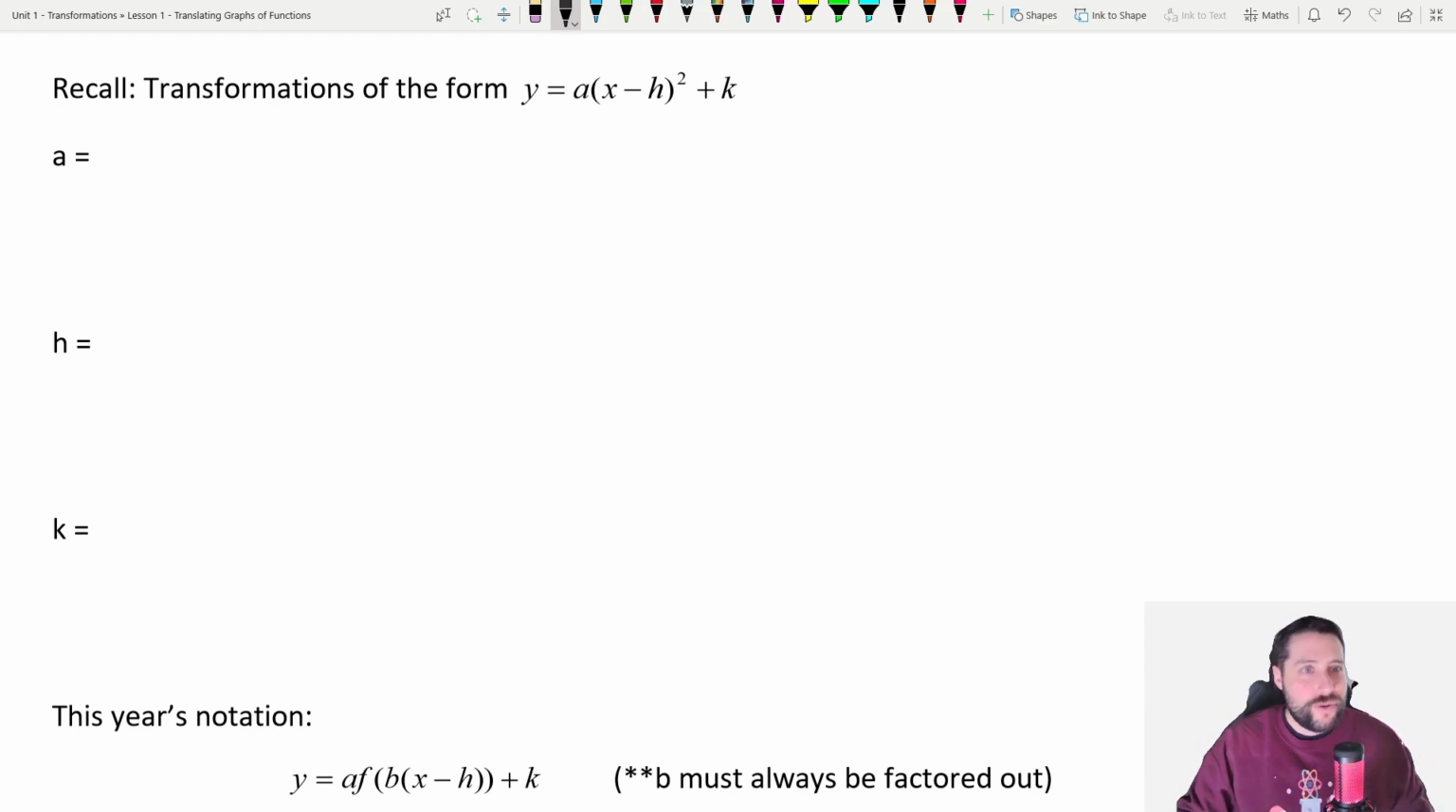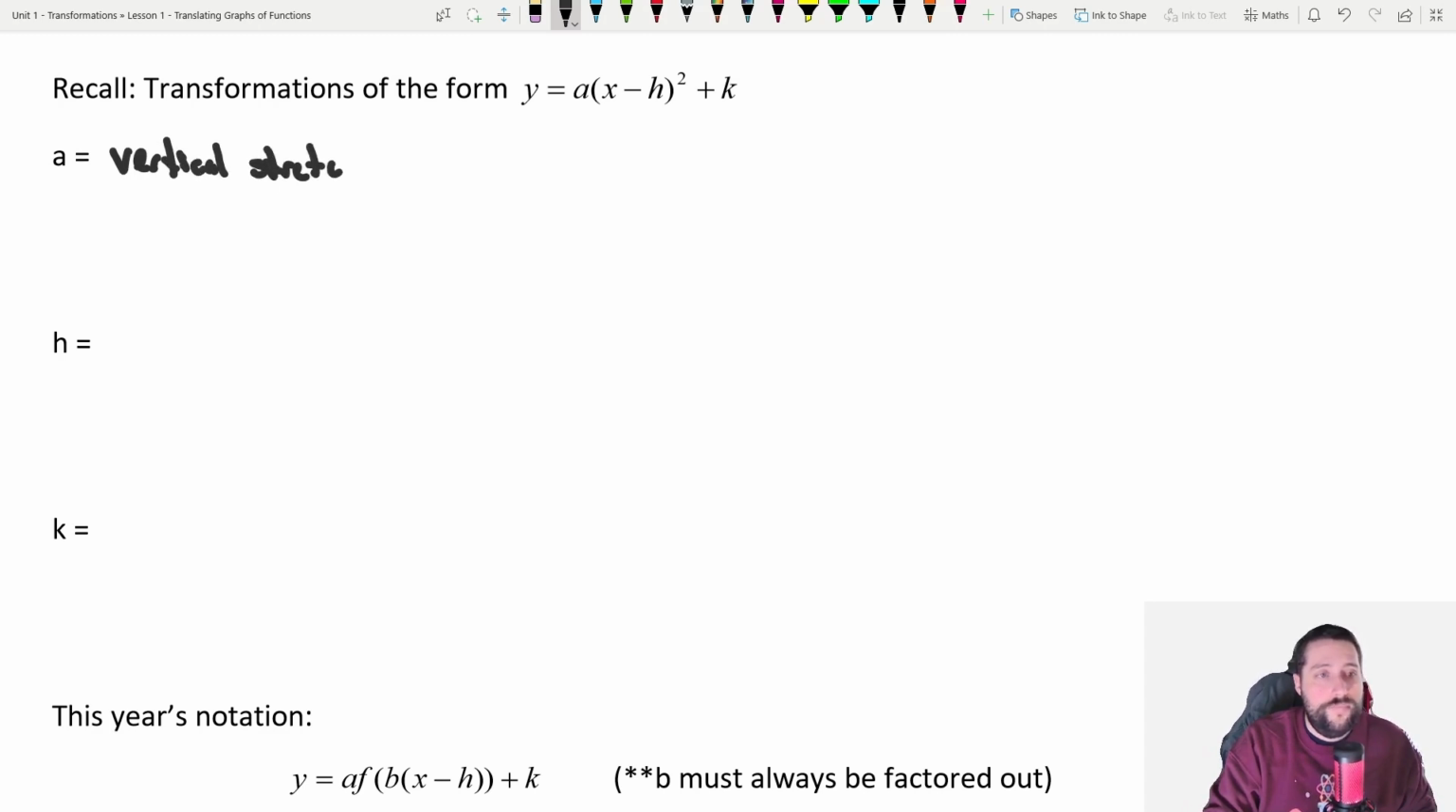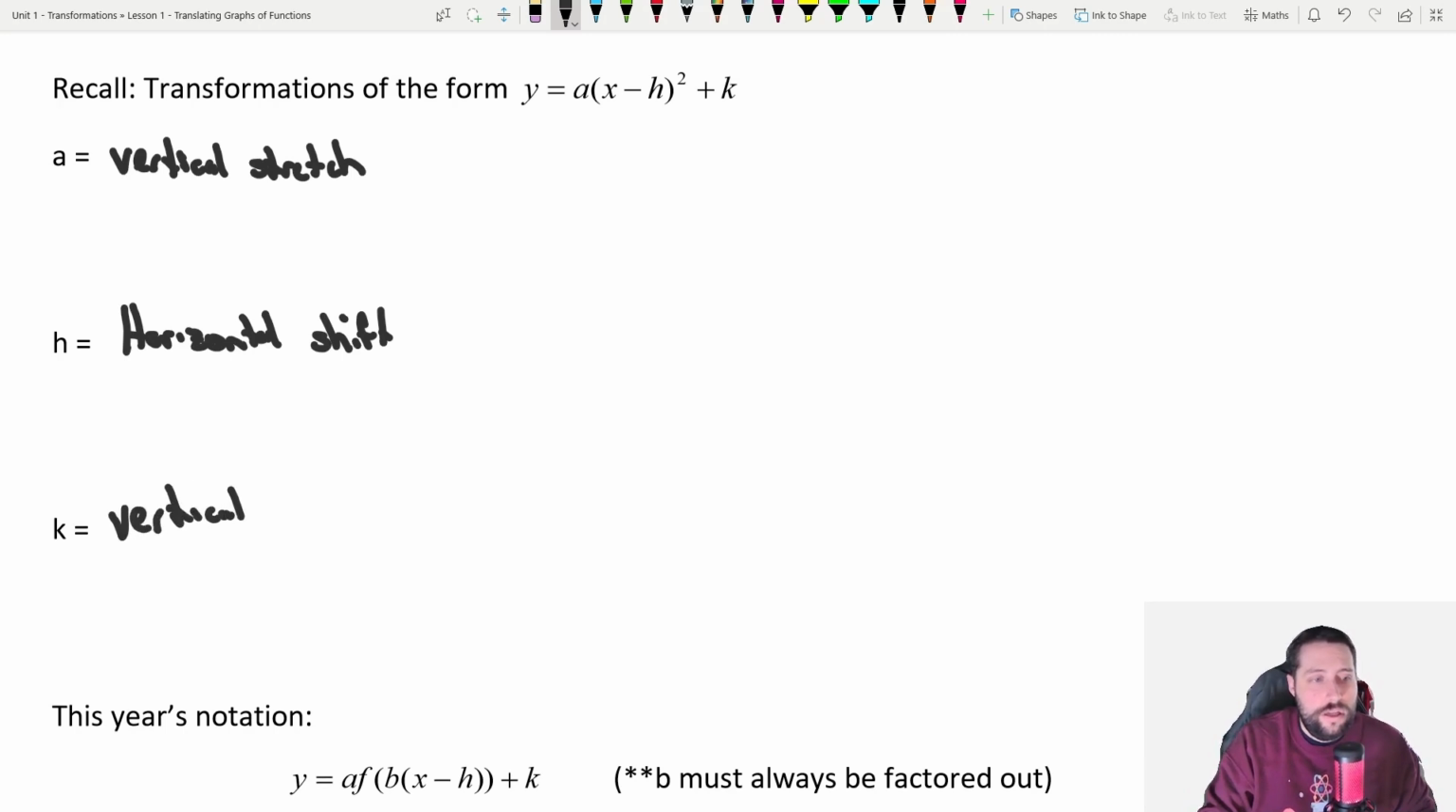All right, so we call the transformations of the form y is equal to a(x - h)^2 + k. a is going to be your vertical stretch. So how are your y values going to be affected? Those are going to be affected by whatever value a is. h is going to be your horizontal shift. So that's whether or not you're going to move it left or right. And k is going to be your vertical shift.